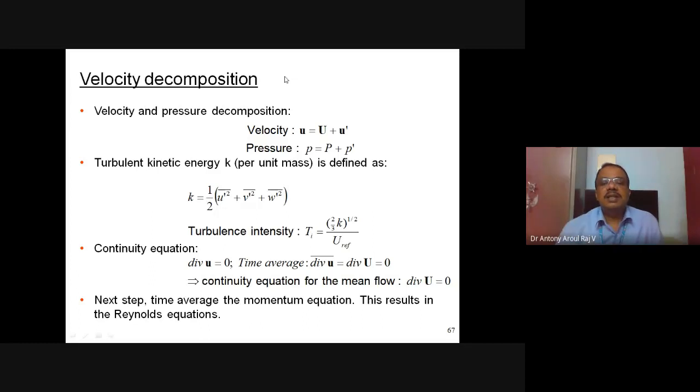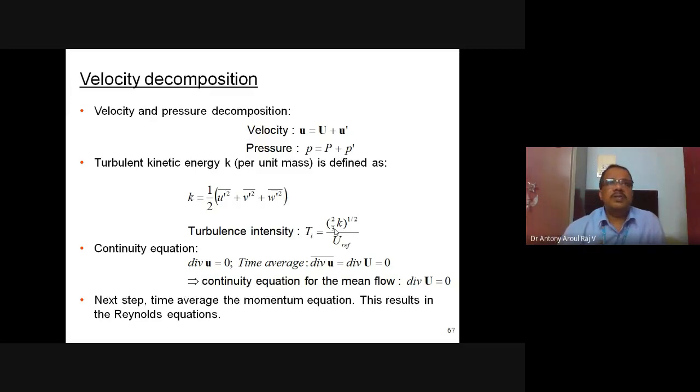Similarly, the turbulent intensity can be given in one more form also, a non-dimensional form, root of 2 by 3 k. k is velocity square. If I am taking root k, it is velocity. So velocity divided by u reference. So it is a non-dimensional turbulent intensity. So these are all the possible ways by which you can give the turbulence intensity to your problem.